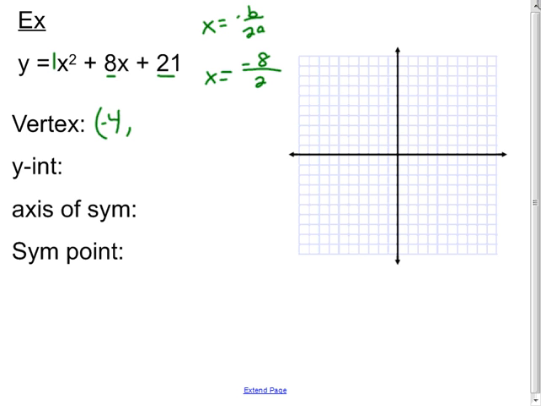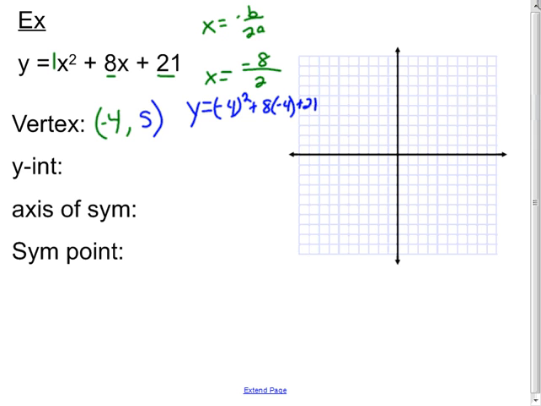This is the part where students sometimes struggle. Vertex is a coordinate point. I have an x value. Now I need to know my y value. So to find that y value, plug it in strictly for all of the x's. So the y value equals the quantity of negative 4 squared. Keep in mind a negative squared is a positive. Plus 8 times negative 4 plus 21. So when I do that, I get 5. Most important part of my graph is that vertex, negative 4, 5.